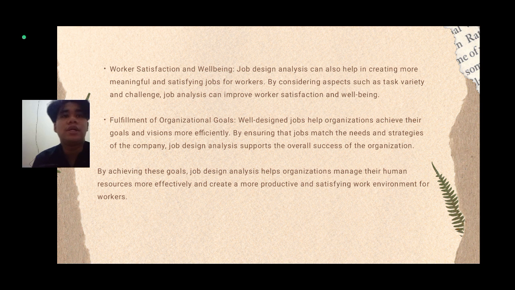Worker satisfaction and well-being. Job design analysis can also help in creating more meaningful and satisfying jobs for workers. By considering aspects such as task variety and challenge, job analysis can improve worker satisfaction and well-being.